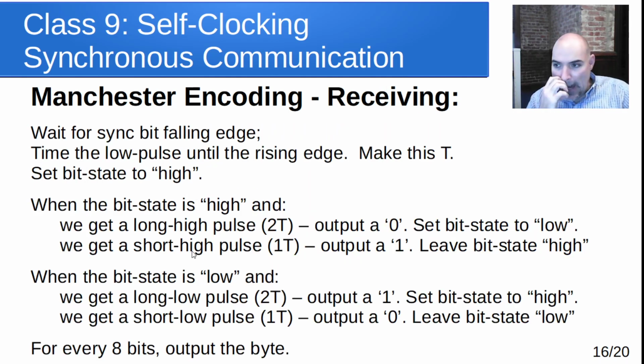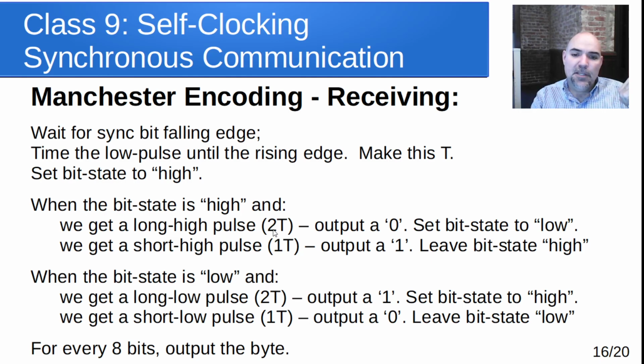Very clever. Okay, so here's how the receiving works. Basically, we wait for that falling edge of the sync bit, and then we time that low pulse, and that becomes our yardstick to measure the rest of the signal by. That becomes T. We can then set the bit state to high because we know the start bit was always a 1. And then if the bit state is high, we just measure that next high pulse, and it's either going to be short or long. It's going to be closer to 2T or closer to 1T.